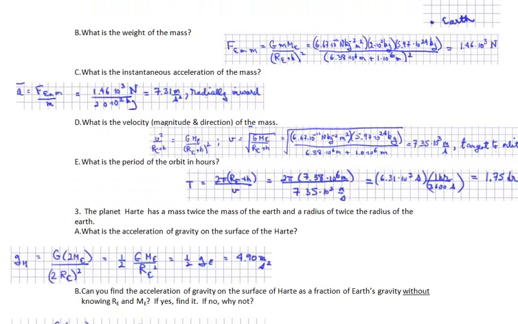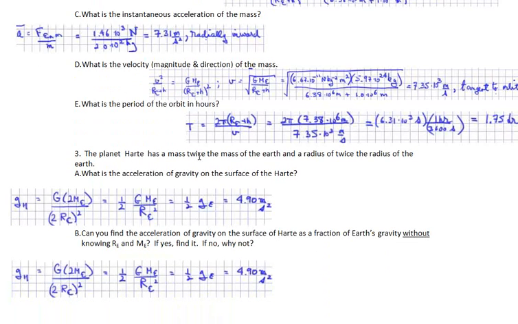Okay, so this next one was about a planet called the Heart, which has a mass of twice the Earth and a radius of twice the radius of the Earth. And so you're doubling the mass and doubling the radius. And what's the acceleration of the gravity? Well, the acceleration of gravity on the planet Heart is big G times 2 times the mass of the Earth divided by 2 times the radius of the Earth, the quantity squared. And if you work that out, that's 1/2 of this quantity. But this quantity is just the gravitational acceleration of the Earth. And so since that's 9.8, this is 4.9.